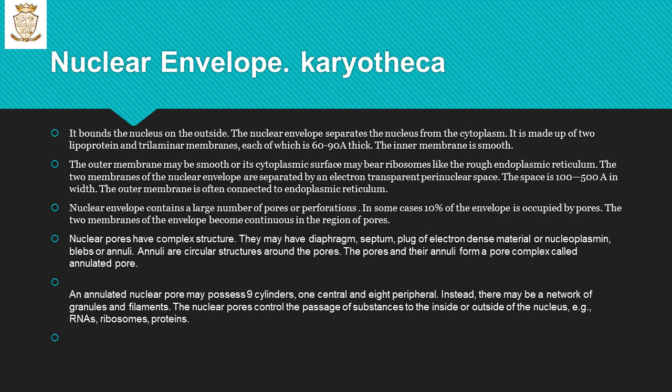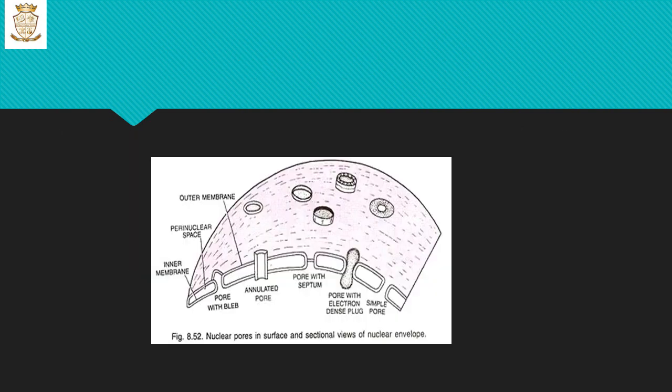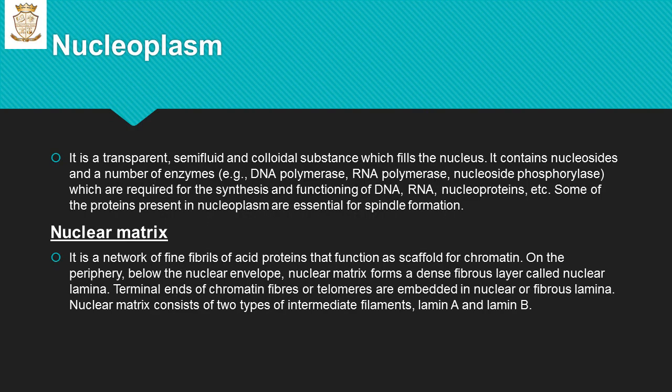Nuclear pores control the passage of substances inside and outside the nucleus, for example RNAs or ribosomes out, or proteins in, during translation, transcription, etc. Here is the structure of the nuclear membrane, perinuclear space and nuclear inner membrane, and we can also see the pore bulb, annulated pore and septum.